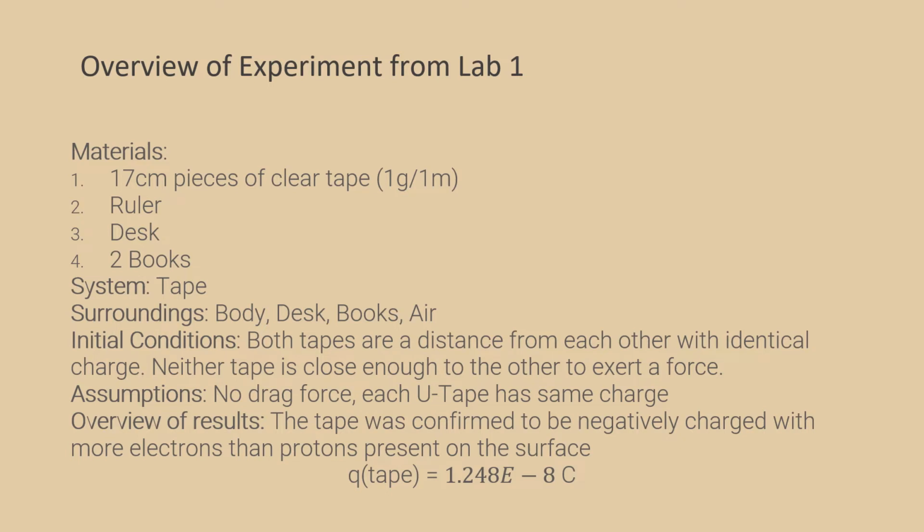All right, and then to give a bit of an overview of our experiment from Lab 1, we had two 17 centimeter pieces of clear tape. We had the system and surroundings. Initially, both tapes were a distance from each other with identical charge, neither tape close enough to exert a force upon the other. We are assuming that there's no drag and that each piece of tape has the same charge. And then the charge on the tapes was determined to be roughly 1.25 times 10 to the negative 8 coulombs.